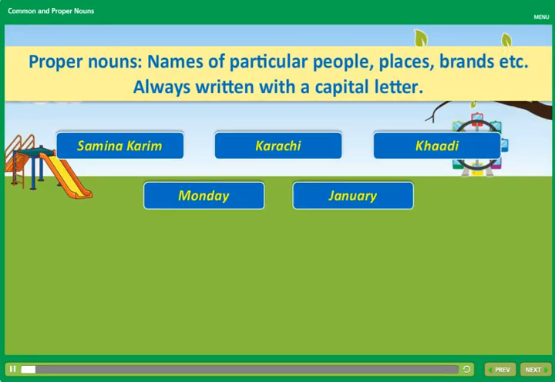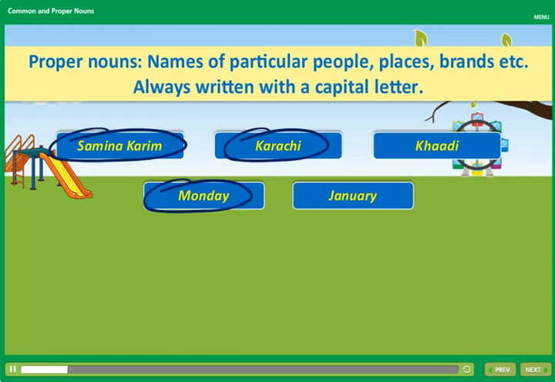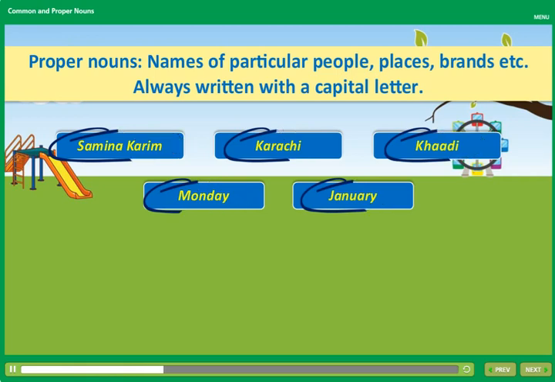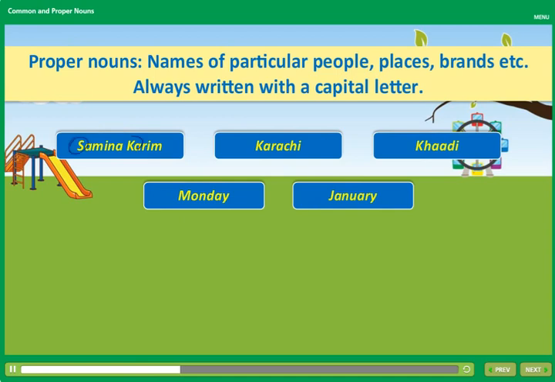Proper nouns are names of particular people and places, days of the week, months of the year, names of brands, teams, countries, etc. are all proper nouns. Proper nouns are always written with a capital letter. Notice how you always write your first and last name with capital letters. Your name is a proper noun because it indicates a particular person, that is you.